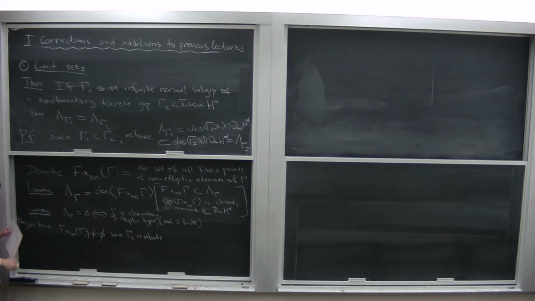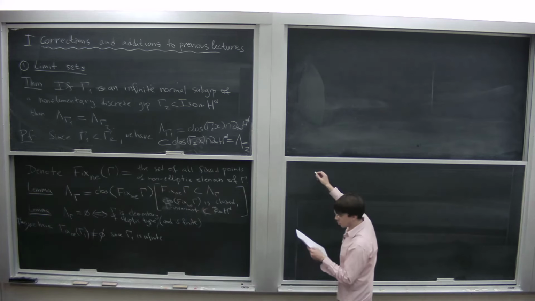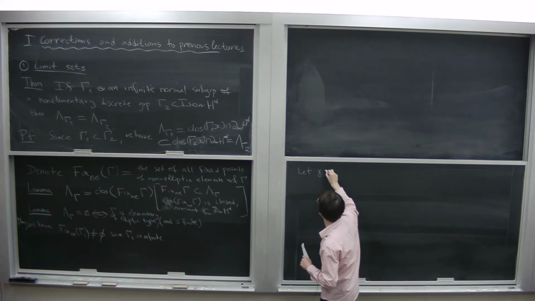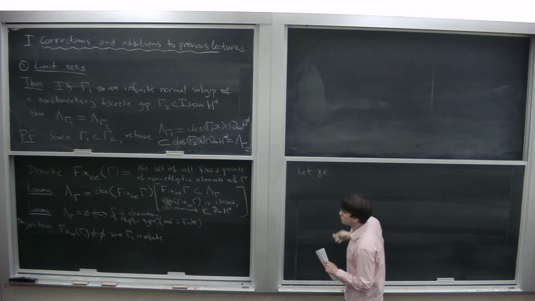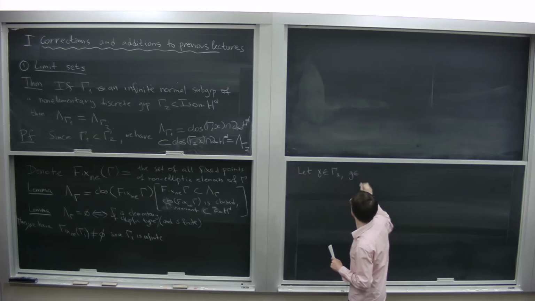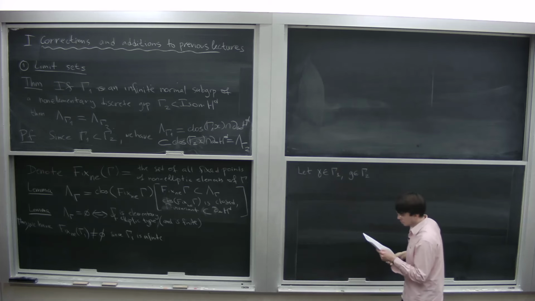So now let me pass to the rest. So let gamma be an element of gamma 1 and G be an element of gamma 2.